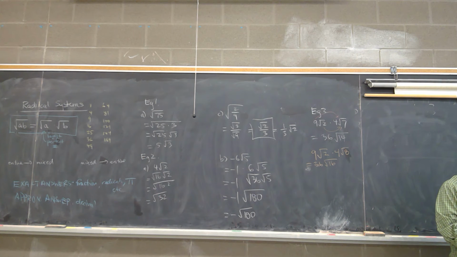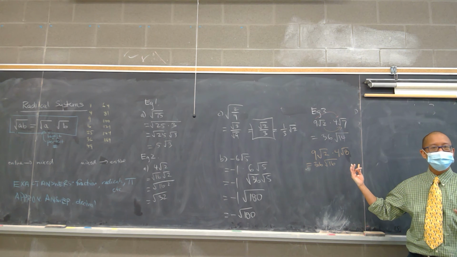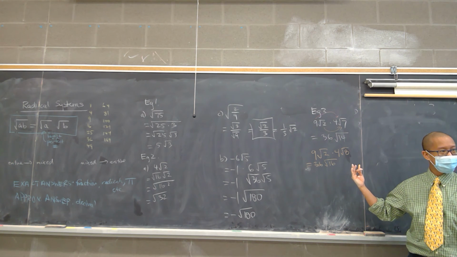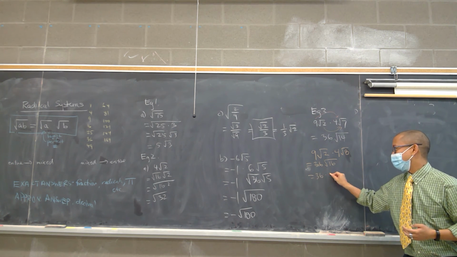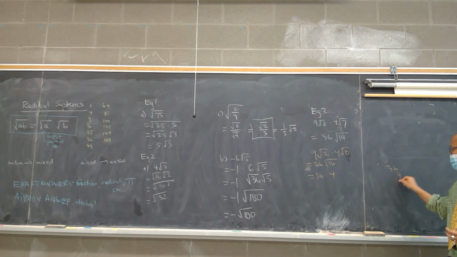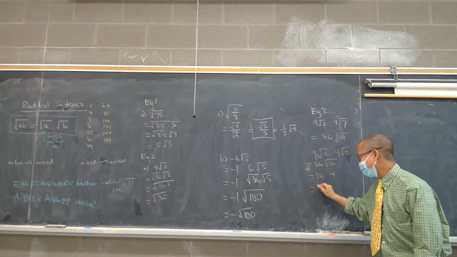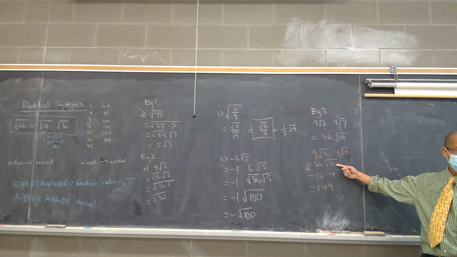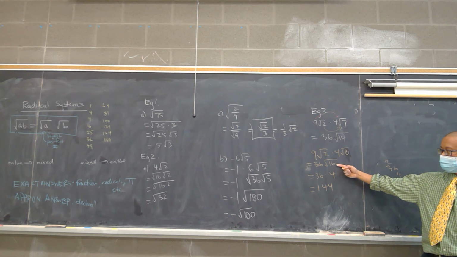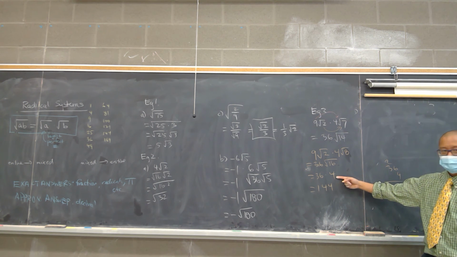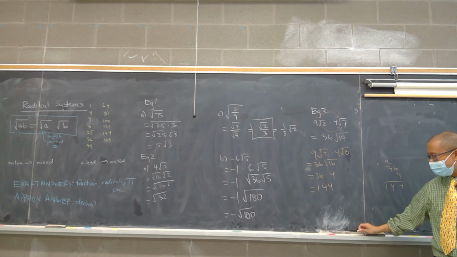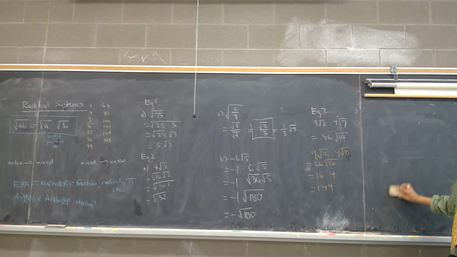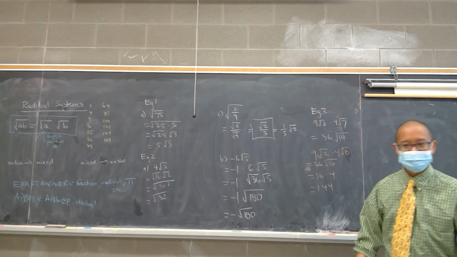Now if you stop here, it just means you don't have a good number sense. Can someone help me out though? What's root 16? Try again. 4. It is 4. So notice, if you stopped at 36 root 16, it's a good answer to stop at. Root 16 is actually 4, and then now you can do it. You tend not to need a calculator for this. However, it's there.